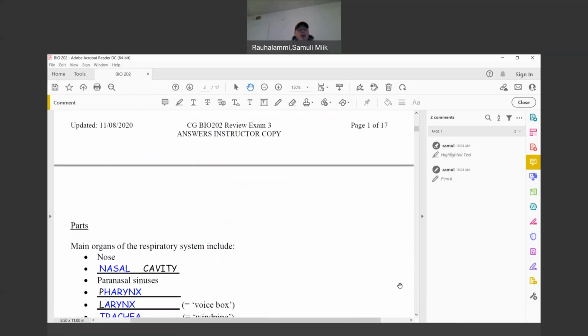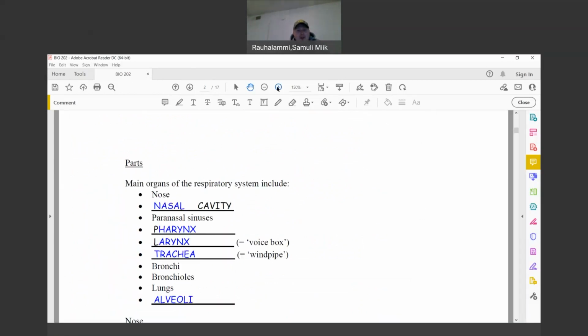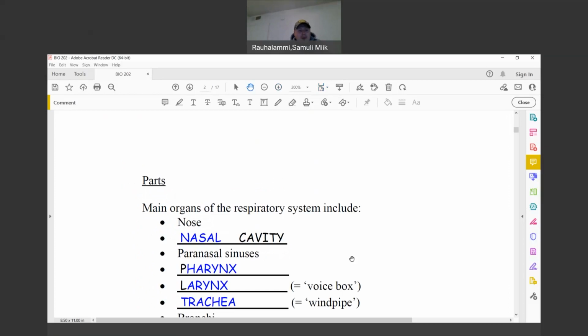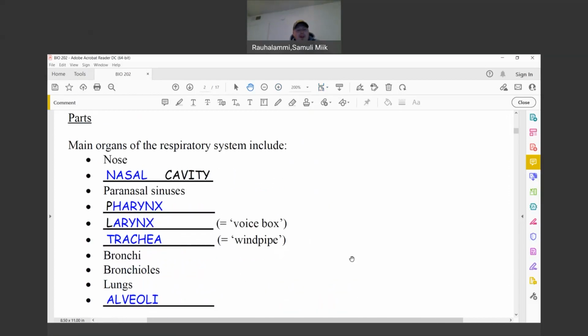So having said all that, I think a good place for us to start this review of the respiratory system is by reminding ourselves of the different parts of this system. And let's do just that together. I'm going to just zoom in a little bit more. So we're going to start with a few words about the nose as the route of entry of the air to the body.